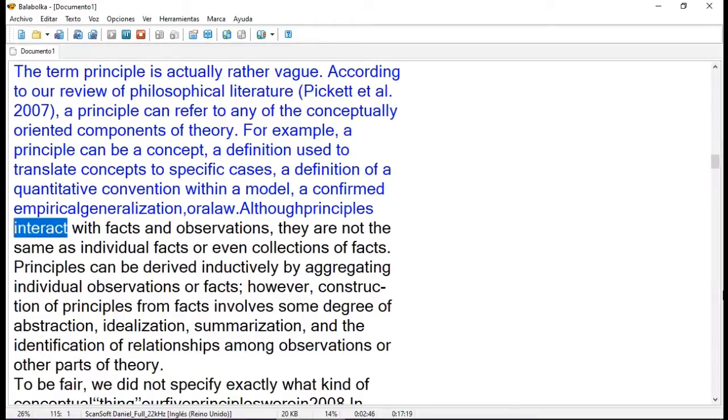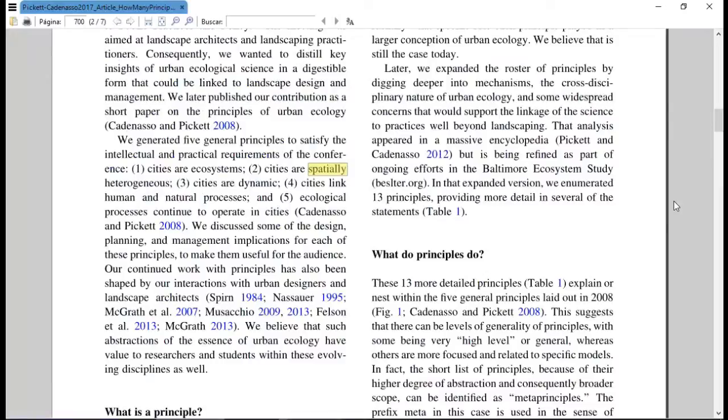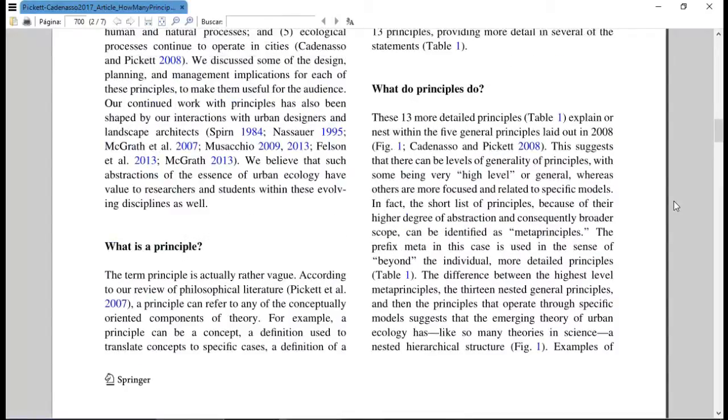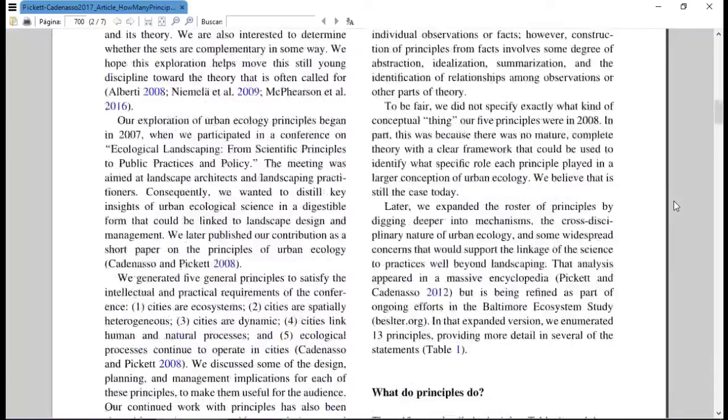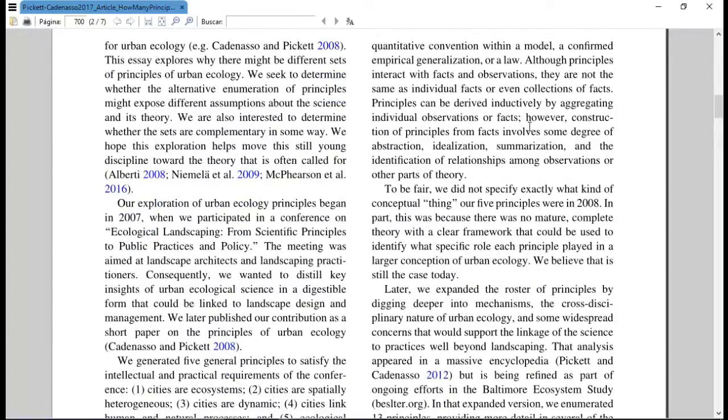Principles interact with facts and observations. They are not the same as individual facts or even collections of facts. Principles can be derived inductively, by aggregating individual observations or facts. However, construction of principles from facts involves some degree of abstraction, idealization, summarization, and the identification of relationships among observations or other parts of theory.